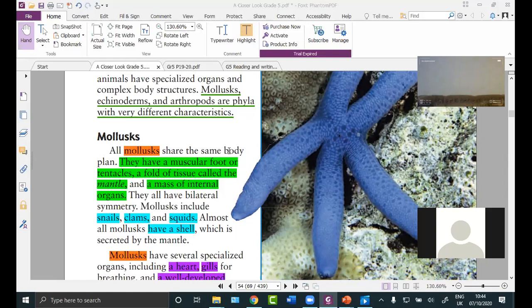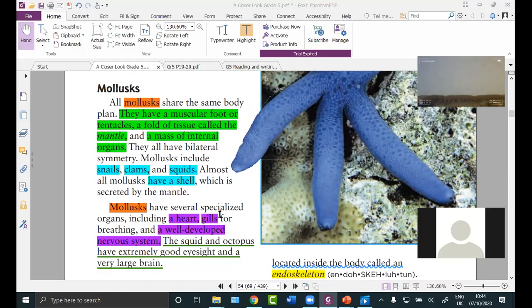symmetry. Mollusks include snails, clams, and squids. Almost all mollusks have a shell, which is secreted by the mantle. Thank you, Muhammad. Lower your hand, please.